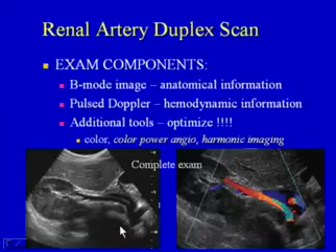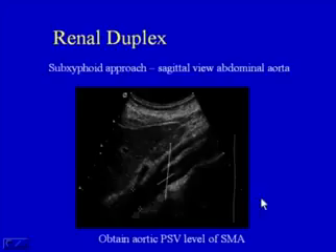Here we can see a complete exam. We have the aorta. Here's the right renal artery extending out to the hilum, into the kidney, and then we have the kidney. We've turned on color, and you can again see the aorta and the renal artery coursing towards the kidney. If you do not get a complete exam, this must be noted in your report.